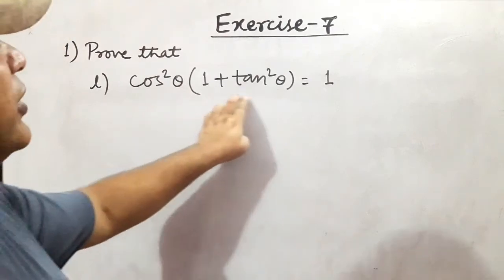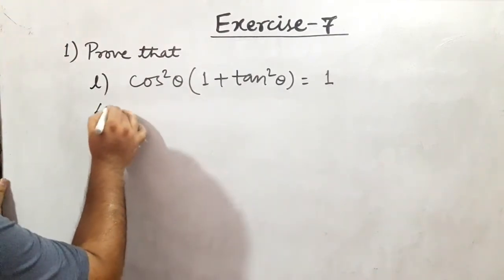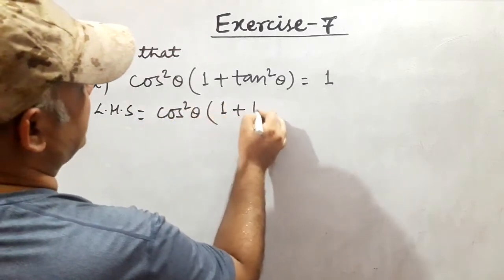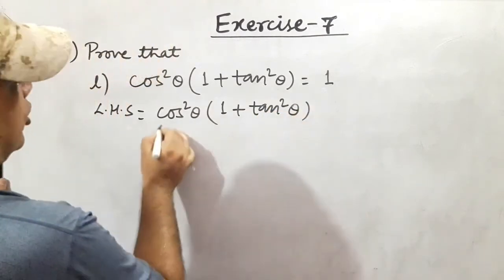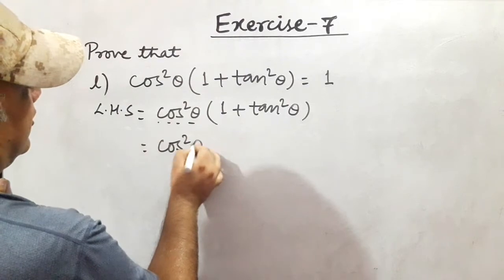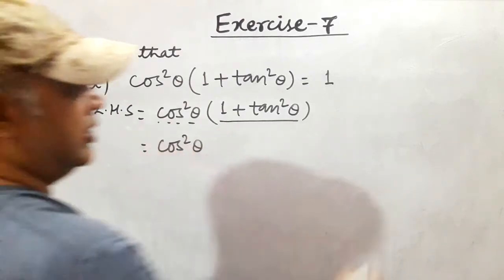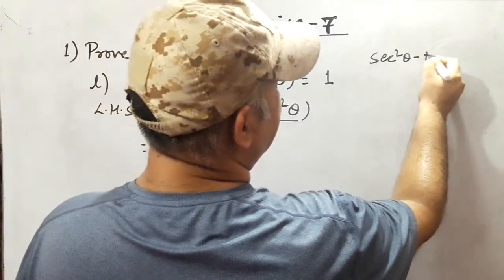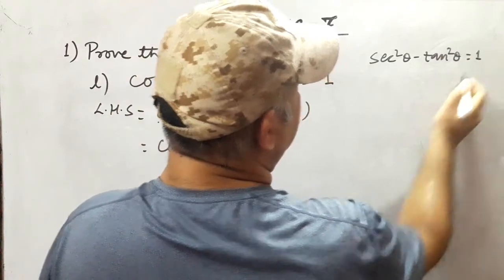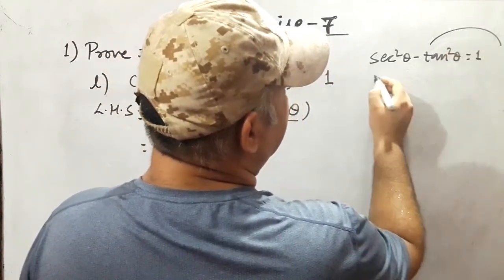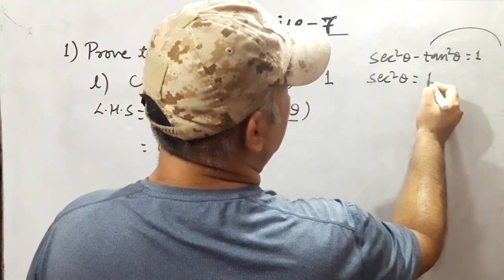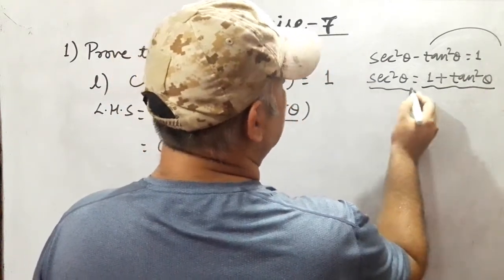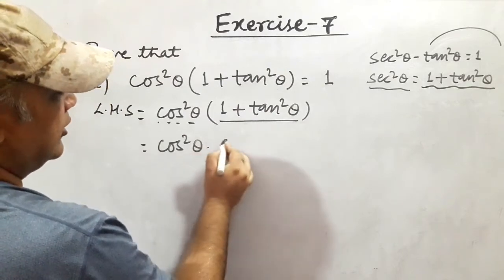Cos square theta into (1 plus tan square theta) equals 1. So on the left hand side, we have cos square theta into (1 plus tan square theta). Cos square theta as it is. What is 1 plus tan square theta? We had studied from the Pythagorean relation, sec square theta minus tan square theta equals 1. So when minus tan square theta goes to the right hand side, it becomes sec square theta equals 1 plus tan square theta. So 1 plus tan square theta can be written as sec square theta.